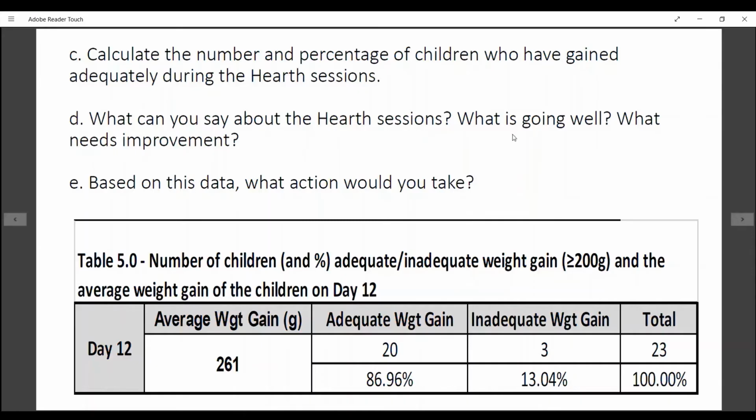What can you say about the PDH session? What's going well and what needs to be improved? Overall, it seems that there's good progress in this PDH session. Almost 87% of the children have gained adequate weight. This is good progress. But remember that there's also 3 children who did not gain weight. So it's important for us to review the data to provide follow-up and to see why that happened.